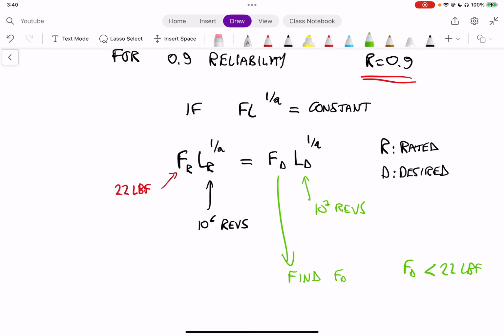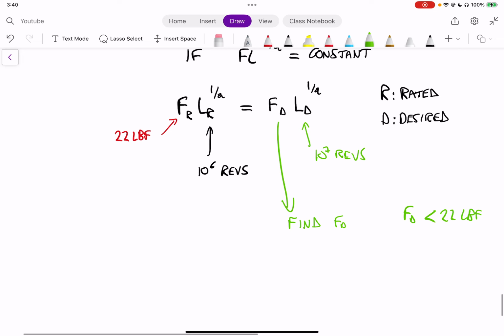So obviously, based on this equation, we can say that, and it'll make sense when we start doing examples. Maybe it doesn't make complete sense here, but once we start doing examples, it'll make complete sense, okay? So what we can say is, as desired life goes up, our force has to go down, just based on the equation.